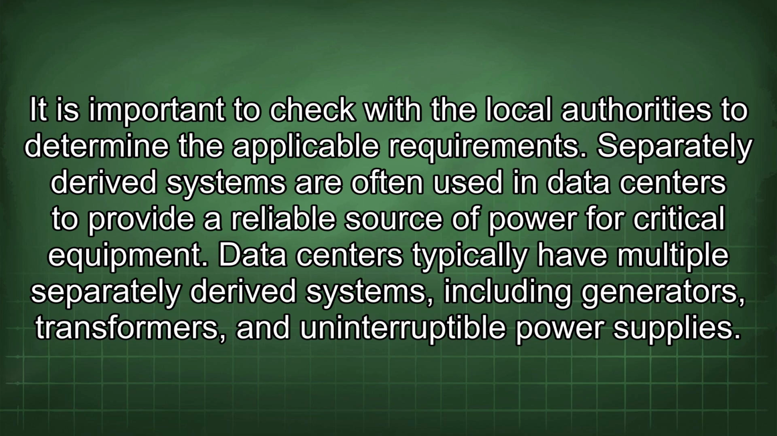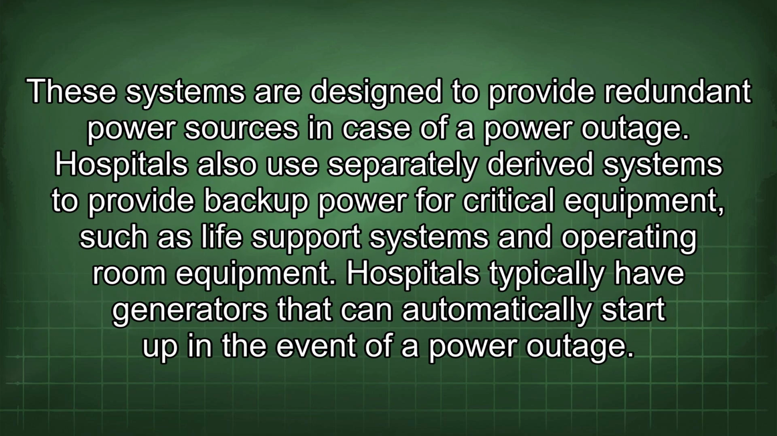Separately derived systems are often used in data centers to provide a reliable source of power for critical equipment. Data centers typically have multiple separately derived systems, including generators, transformers, and uninterruptible power supplies. These systems are designed to provide redundant power sources in case of a power outage.